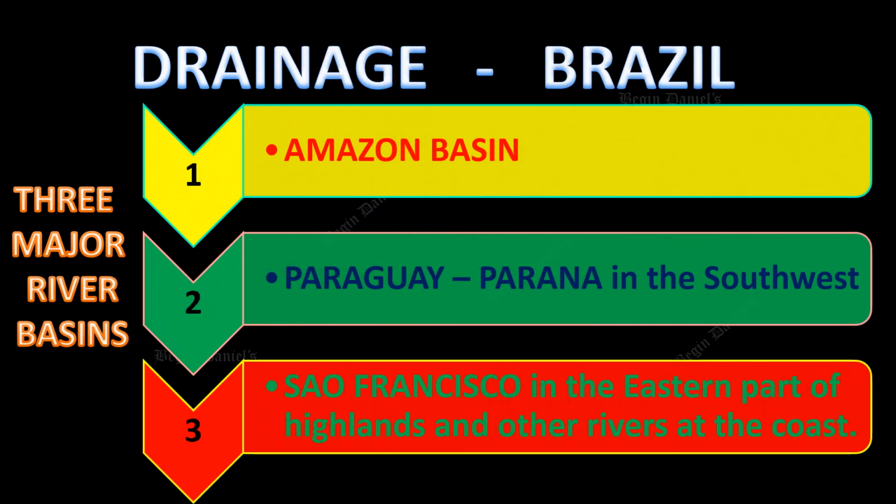Drainage pattern of Brazil. There are three major river basins in Brazil: the Amazon Basin; Paraguay and Paraná in the southwest; and São Francisco in the eastern part of the highlands, along with other rivers at the coast. These are the three major river basins.